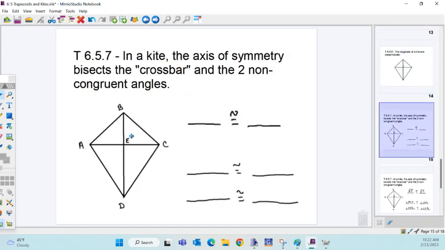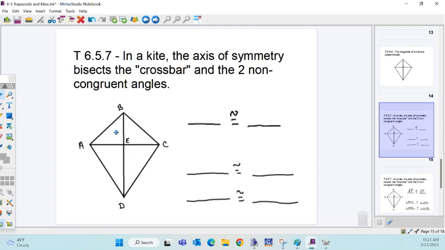So knowing those facts, we can look at this. Actually, there's one more here. The crossbar. I'm calling this the crossbar that goes from the one congruent angle to the other congruent angle. The other one is called the axis of symmetry that goes right down through the middle. That axis of symmetry will bisect those 2 non-congruent angles. So this one up here will be congruent to this one right here. This one right here will be congruent to this one right here.